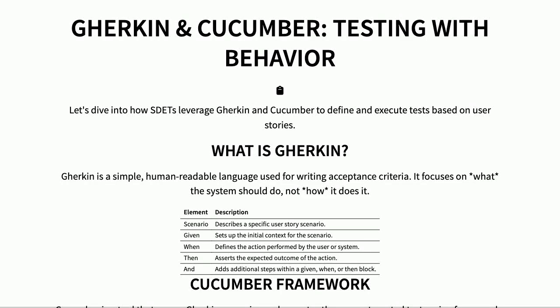Okay, let's talk about how software development engineers in test, SDETs, use Gherkin and Cucumber. Gherkin is a really simple language designed for writing acceptance criteria, basically describing what the software should do from the user's perspective. Think of it like translating business requirements into clear steps that everyone can understand. Cucumber is then a tool that takes those Gherkin scenarios and turns them into actual automated tests. It works with frameworks like Selenium or Rest Assured to make sure the code meets those expectations, really connecting the world of business and technology.